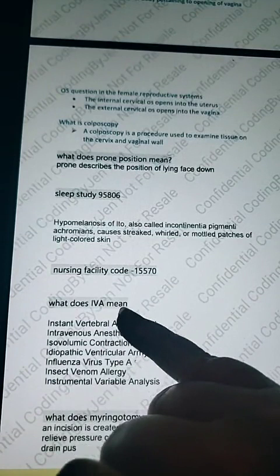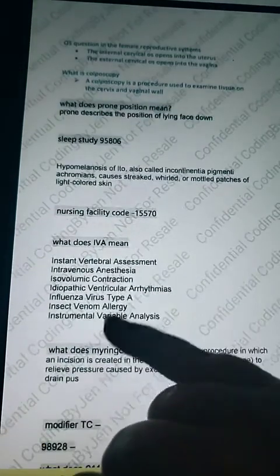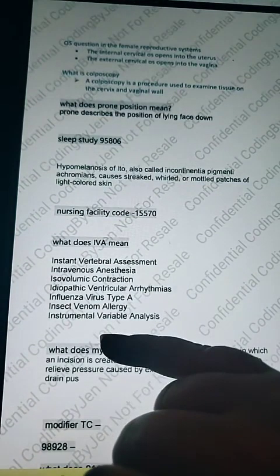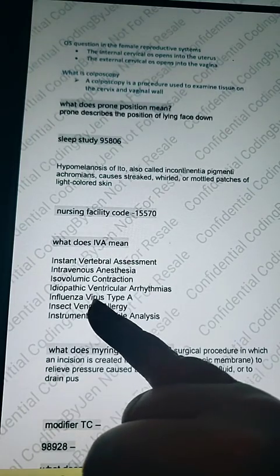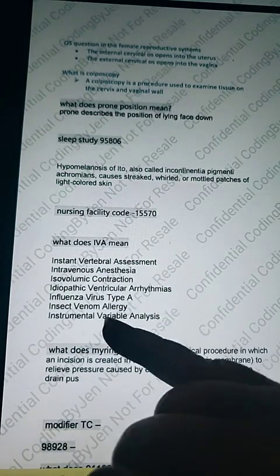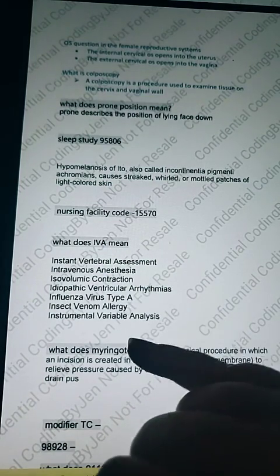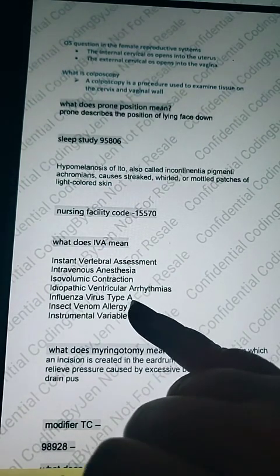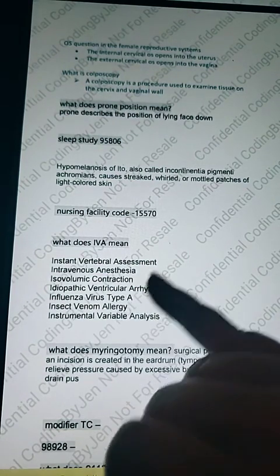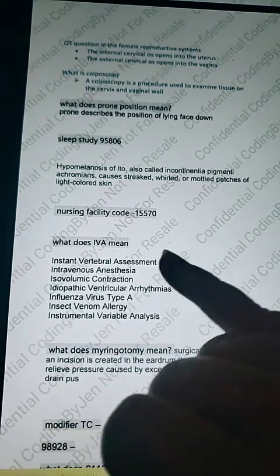Your nursing facility codes. IVA. I haven't figured out exactly what they want or the question that they've been asking. IVA could mean a lot of things, but I'm thinking that it's going to mean idiopathic ventricular arrhythmia. That's what I would pick out of it. It could mean intravenous anesthesia. It could mean a lot of things. So be sure and look at your question. If y'all ever have that question, you could let me know a little bit more about it than what I have. All I have is the abbreviation, and I don't know in what context it's talking about.